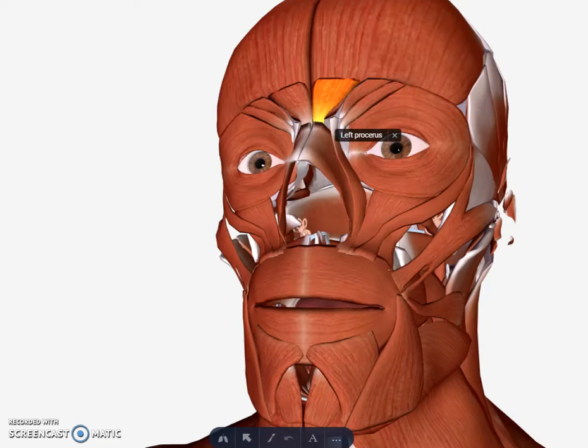This is the procerus. It helps create an expression of anger and pulls eyebrows down. The origin is the fascia of nasal bone. The insertion is skin of the lower part of forehead.